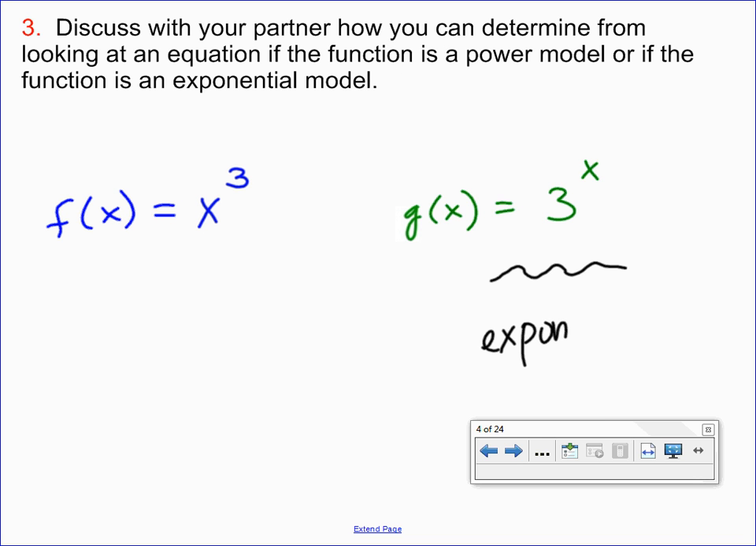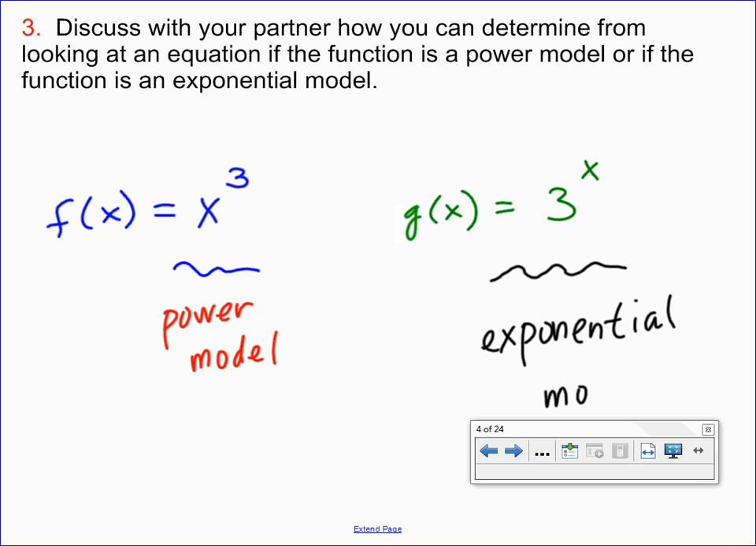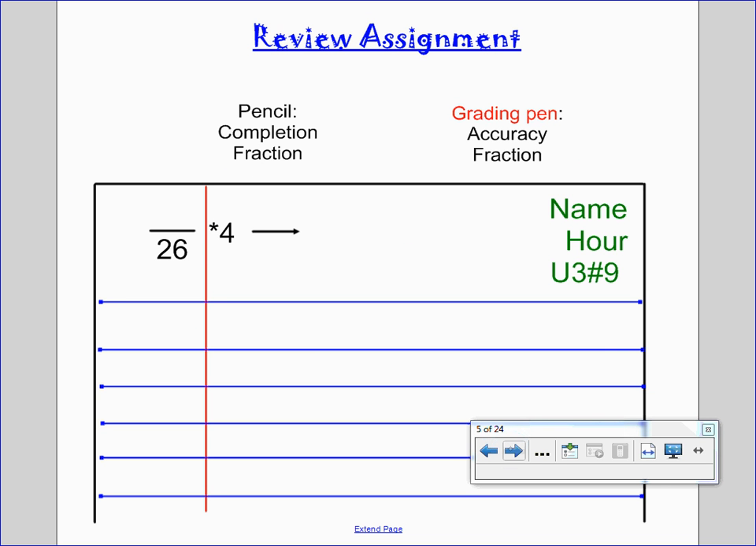That's how I remember that it's exponential, because my variable is up in the exponent, as opposed to a power function, where my base is the variable and my exponent is the constant. So this is a power model versus an exponential model. That's pretty sweet. Thank you, Ben.